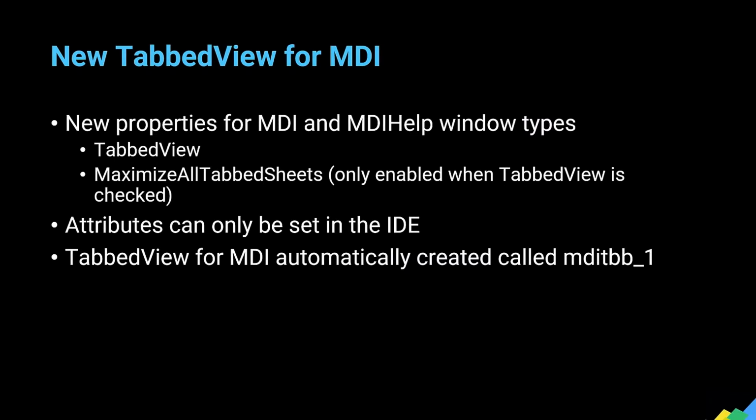So now we're going to cover tabbed view MDI. It's probably one of the major new features of this release. So for the MDI and MDI help window types, there are two new checkboxes. One's called tabbed view, and one's called maximize all tab sheets. The second one will only be available if the first one is checked. Otherwise, it'll be disabled. So you have to hit tabbed view first.